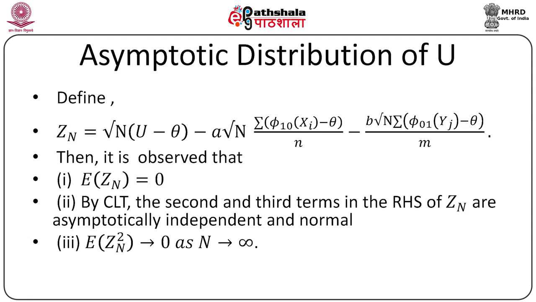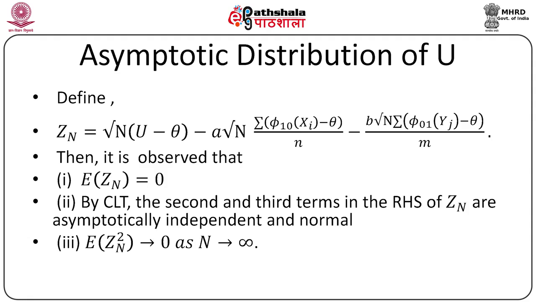Therefore, square root of n into U minus theta, and a into square root of n by small n summation phi 10 of Xi minus theta plus b into square root of n by small m summation j from 1 to m phi 01 of Yj minus theta, have the same asymptotic distribution. The latter is asymptotically normal 0, sigma square, and hence the proof is complete. Now, note that phi 10 of Xi and phi 01 of Yj are independent. Therefore, these terms are independent.